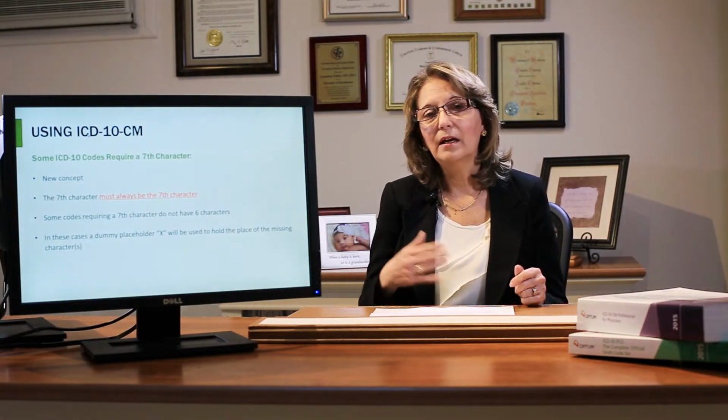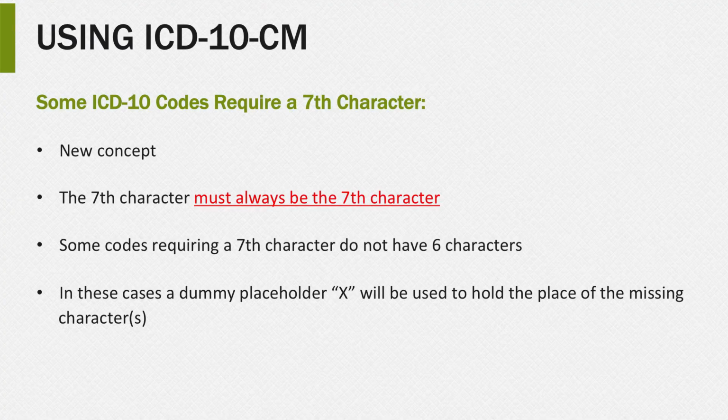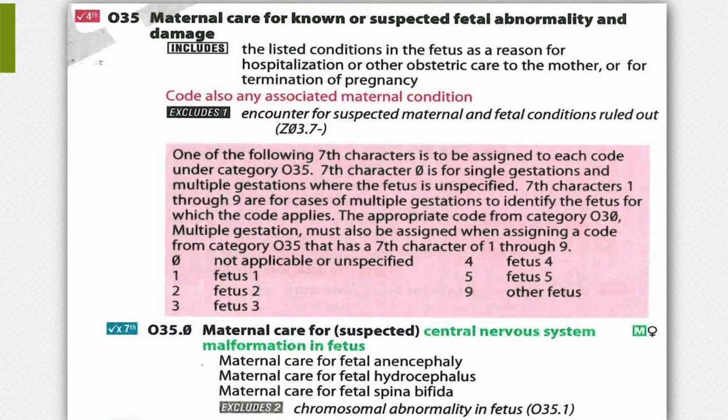It sounds easy enough. However, many of the ICD-10 codes do not include a 4th, 5th, or 6th character. In those cases, the way we would code would be to place an X as a dummy placeholder to hold the place of those missing characters. Let's look at an example.